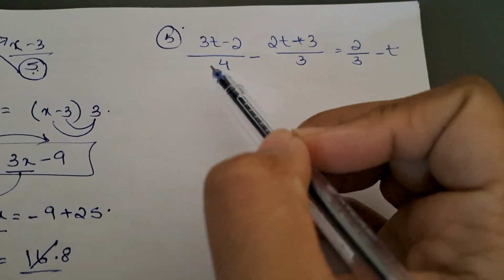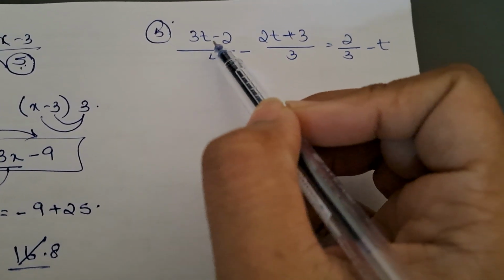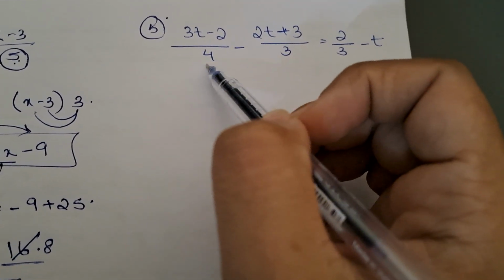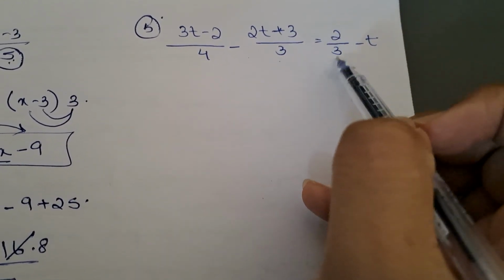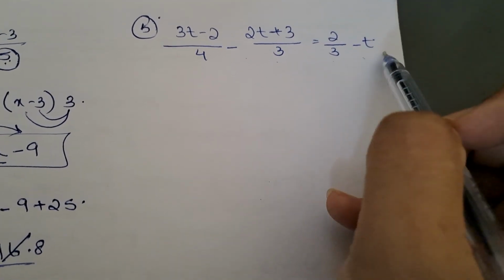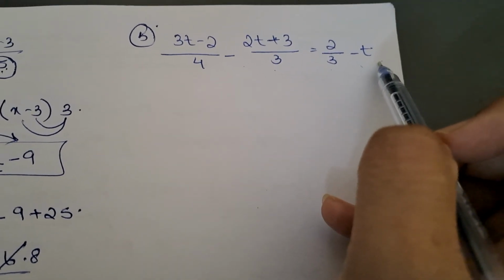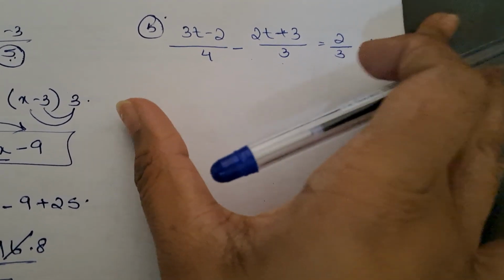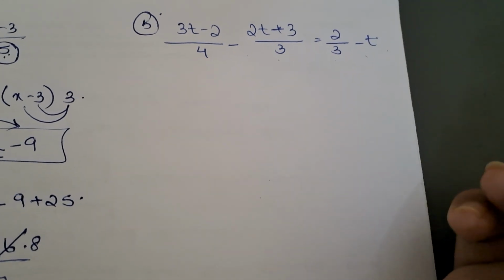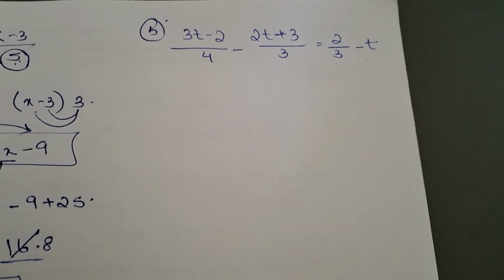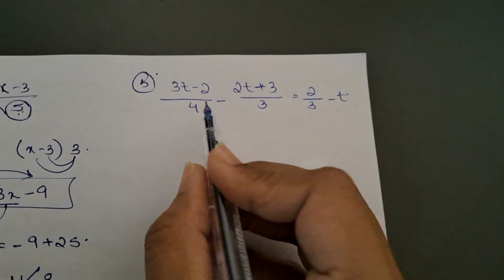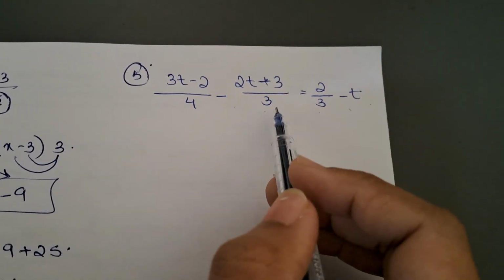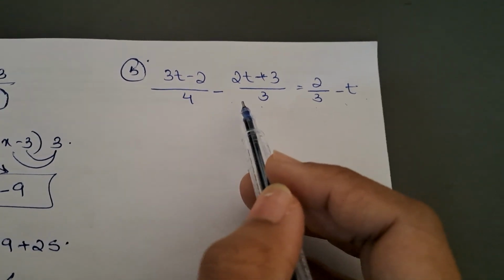Okay, going to the fifth question, and here it is given that (3t minus 2)/4 minus (2t plus 3)/3 is equal to 2/3 minus t. Now, this seems to be a very big question. These type of questions will come to you for 3 to 4 marks, okay? And the other type of questions that we have done in the first exercise, they will come for 1 mark only, okay? Now again in here we need to make the denominators equal to simplify this particular question.